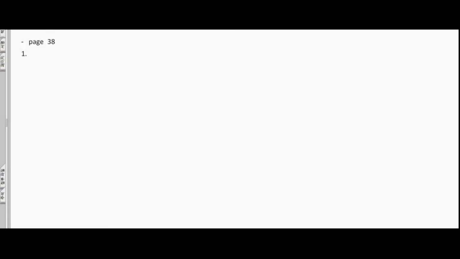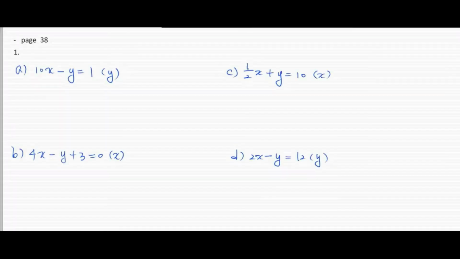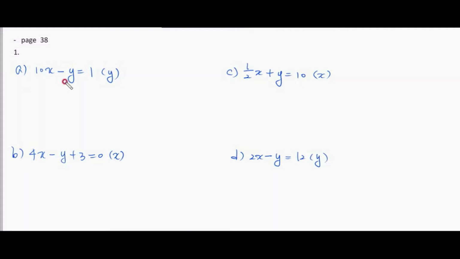This is Unit 1.4. In this unit, we'll continue solving simultaneous equations, and we'll also learn something called substitution and use it on simultaneous equations. So this is question 1. I've asked us to write down those equations in x equals form or y equals form. Let's start with question A.